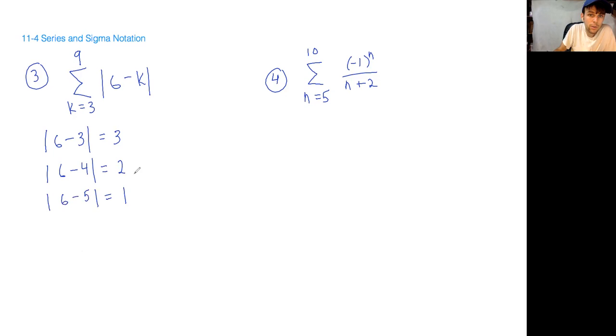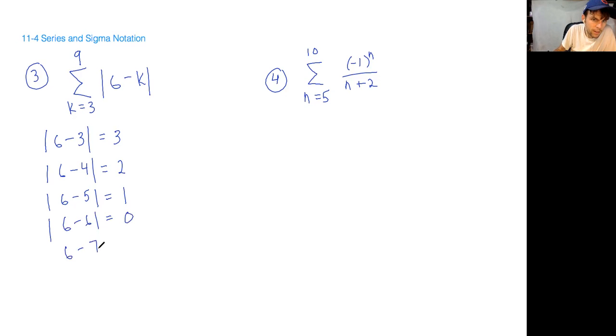You can already sort of notice what's happening here, right? It's going 3, 2, 1. Next one's going to be 0, and it's going to keep going until I stop. I stop when k is 9. That's the last term of the sequence that we're going to be adding up, the last term of our series here. Okay, so 6 minus 6, 0.